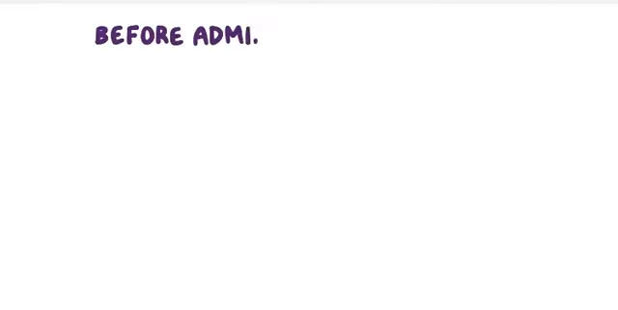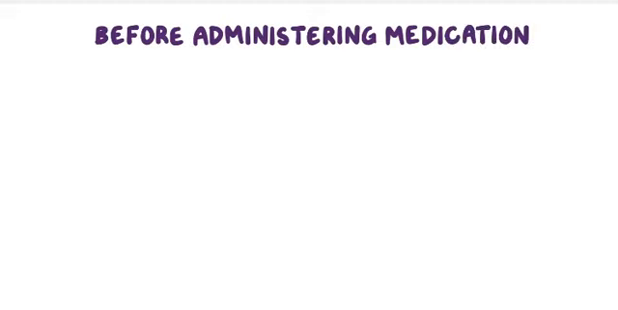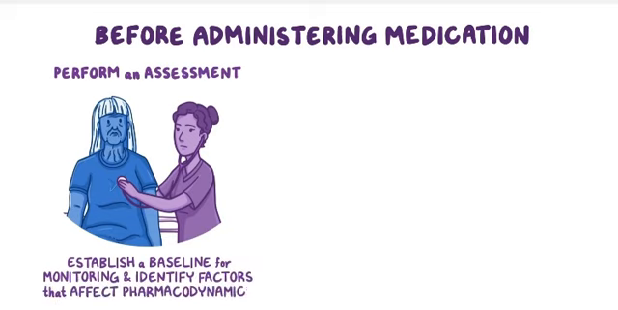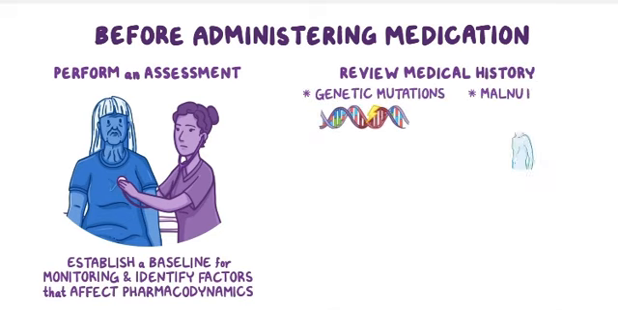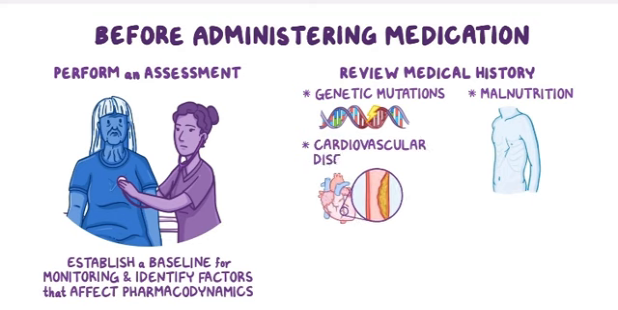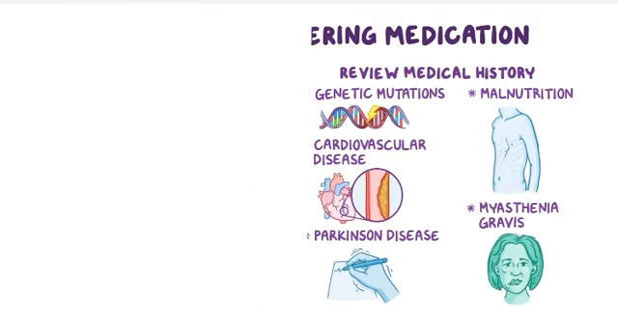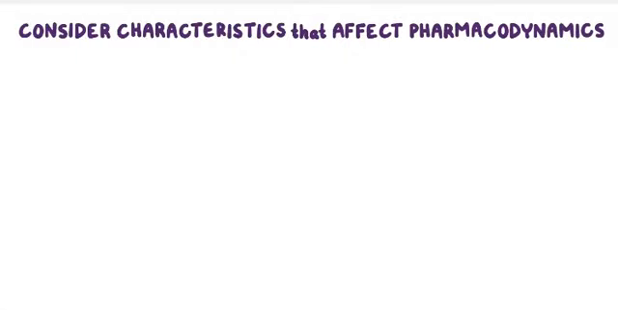Okay. Before administering medication to your client, keep in mind some of the general pharmacodynamic principles that relate to the medication. Start by performing an assessment of your client in order to establish a baseline for monitoring and to identify factors that may affect pharmacodynamics. Review their medical history for certain genetic mutations, malnutrition, and diseases like cardiovascular disease, myasthenia gravis, and Parkinson's disease. During your assessment, consider client characteristics that may affect the pharmacodynamics of their medication.